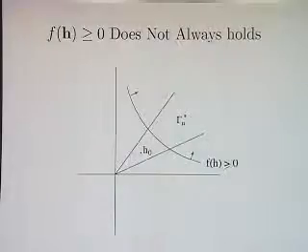On the other hand, if the region gamma n star is not completely contained in f(h) bigger than or equal to 0, like this one, then you can always find a point here which is entropic, which doesn't satisfy the inequality f(h) bigger than or equal to 0, which means that the inequality f(h) bigger than or equal to 0 does not always hold.